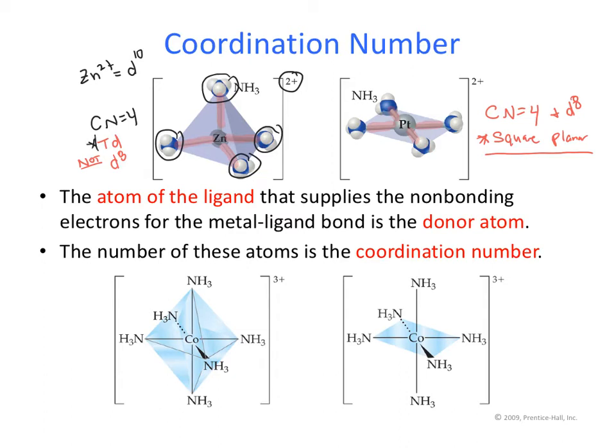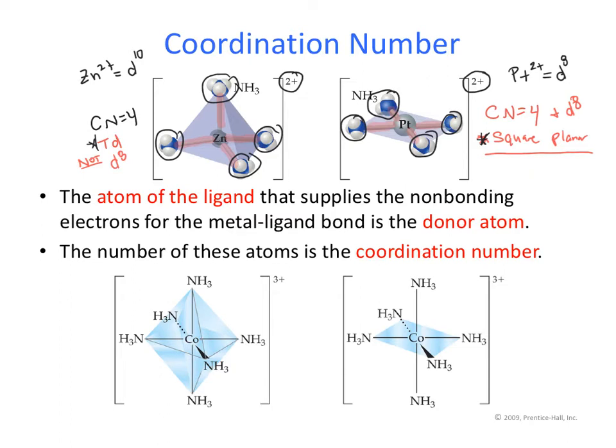Over here, again, I have a +2 charge on my complex ion. These are all ammonia ligands, which have a charge of 0. Therefore, I must have Pt2+, which, looking at your periodic table, is indeed D8, which is why we have this square planar arrangement.